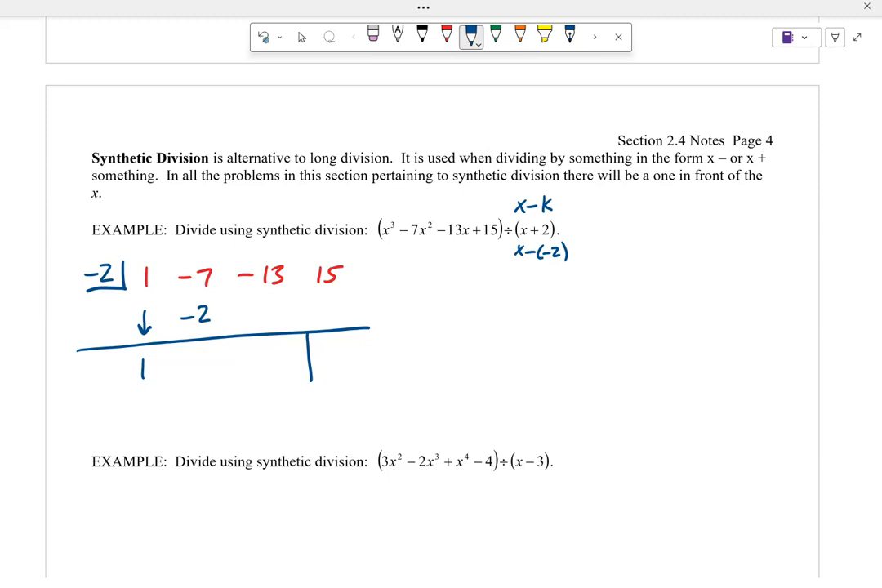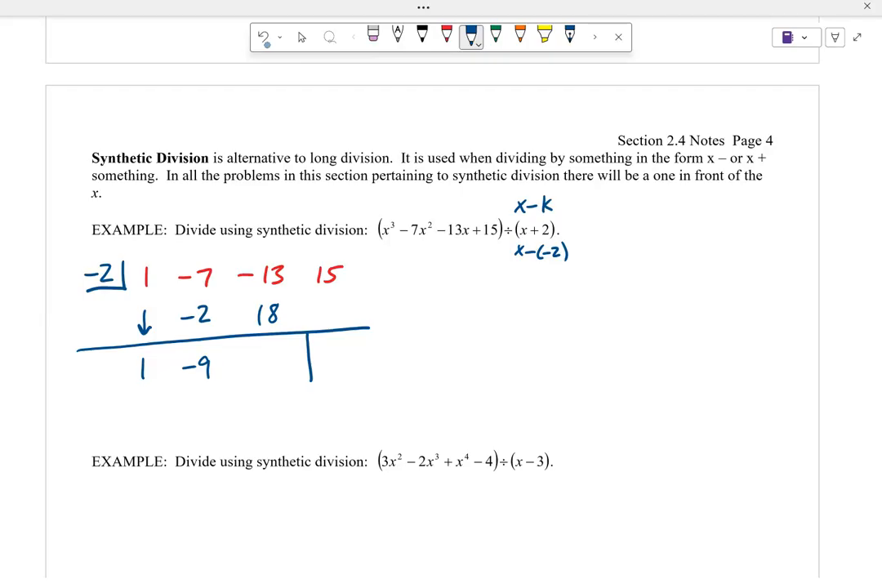Negative 7 minus 2. So you add or subtract that vertically, whatever it is. You just use the sign. Negative 7, in this case, minus 2, negative 9. And then I multiply by k again. So negative 9 times negative 2 is a positive 18. I go ahead and put it right there. And now I got negative 13, and that's a plus 18.